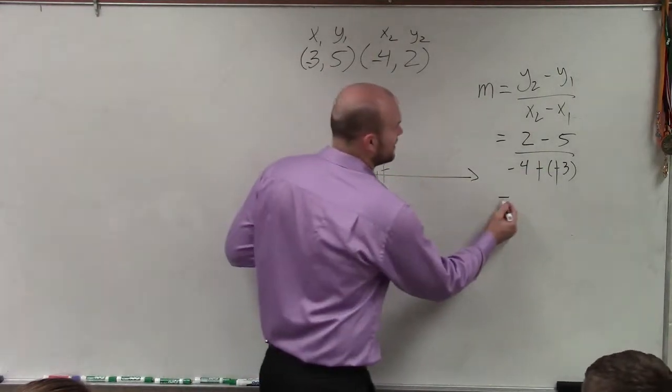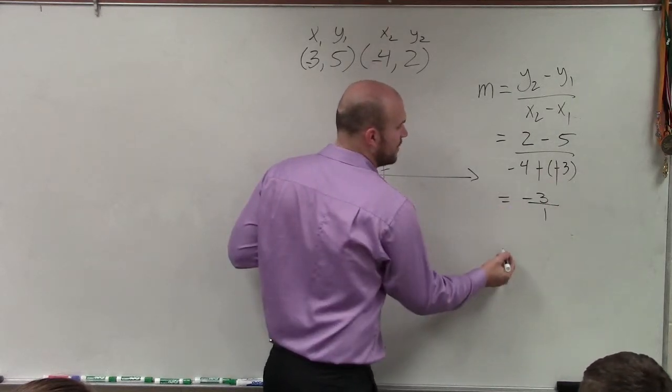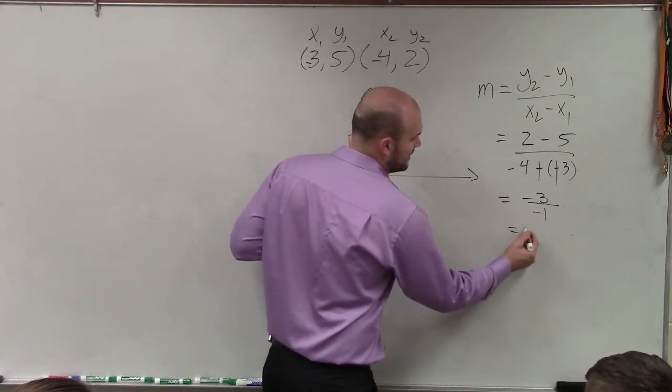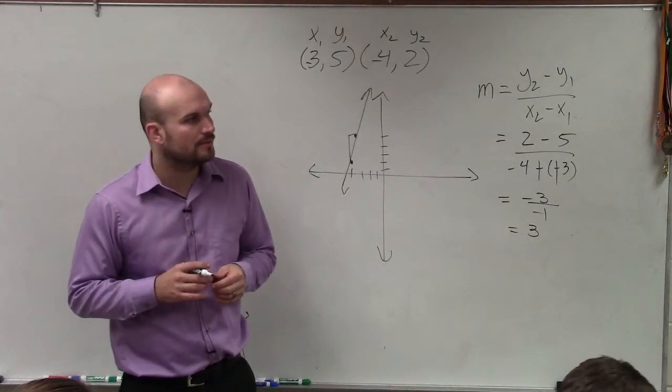So therefore, my final answer is negative 3 over positive 1, or negative 3 over negative 1, which is just going to equal a positive 3, which will be your slope. OK?